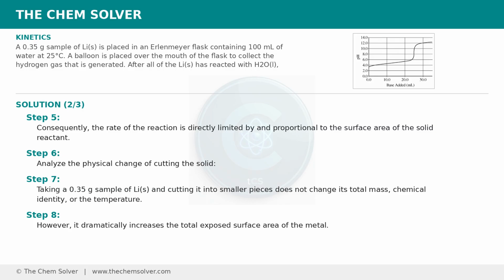Analyze the physical change of cutting the solid. Taking a 0.35 gram sample of Li and cutting it into smaller pieces does not change its total mass, chemical identity, or the temperature. However, it dramatically increases the total exposed surface area of the metal.